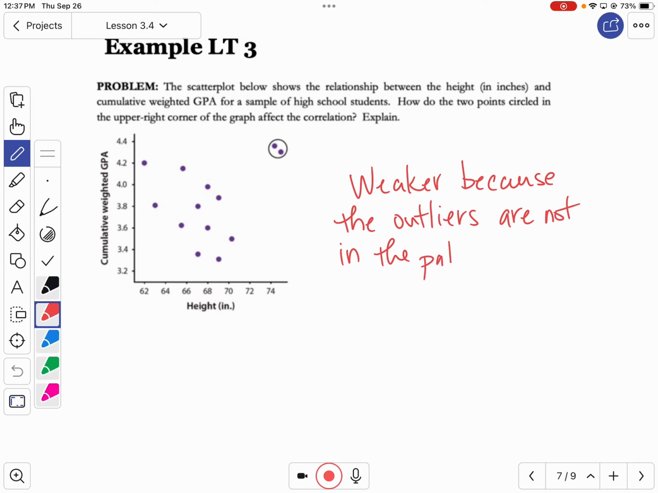And so that's what your questions are going to look like tonight. It's going to ask you things like that. Find the R. What happens if I change the order of the variables? What happens if I change the units? That kind of stuff, right? What happens if we throw some extra points in there along the way?